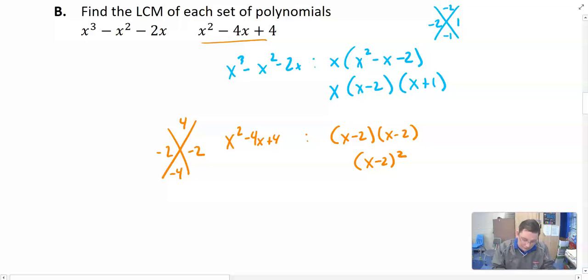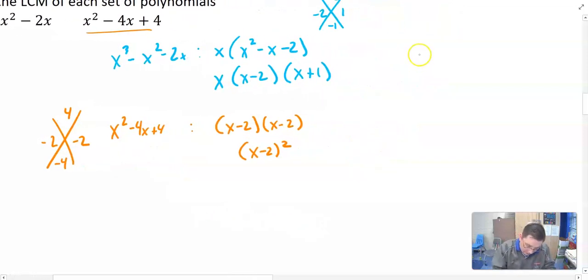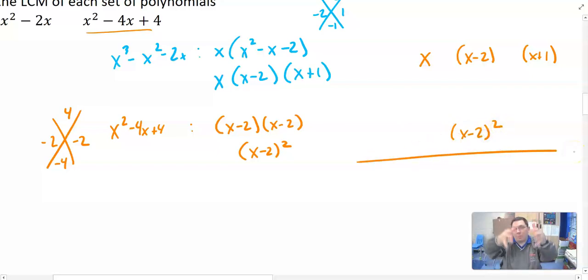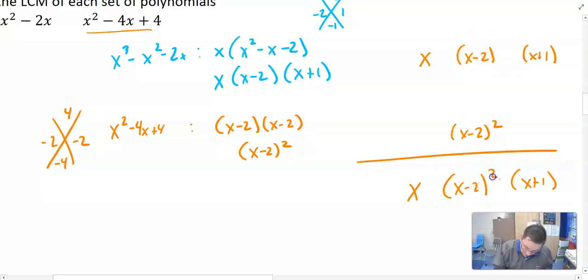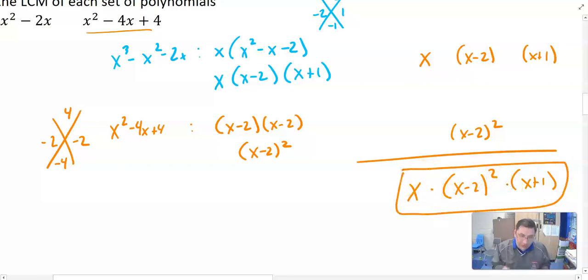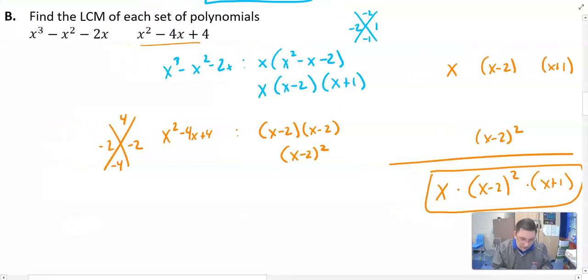Now, like we did before, we can line these up over here. And so I've got an x minus 2 and an x plus 1 from the top. And then I've got an x minus 2 squared from the bottom. Again, we're going to drop everything through and take the highest exponent of what matches. So we've got an x. We've got an x plus 1, and then here I've got an x minus 2, but I've also got an x minus 2 squared, so I'm going to take the one with the square because I take the higher power. And all these are multiplied together, and this is the least common multiple of these two polynomials.